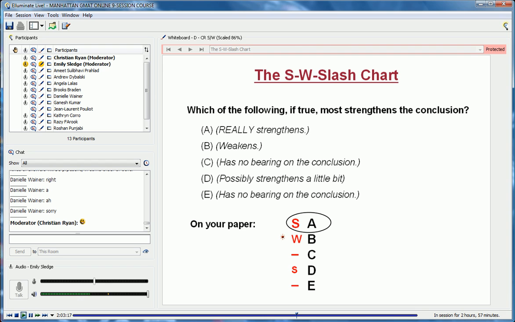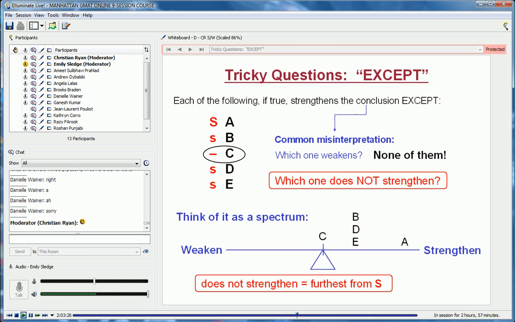Essentially, the toughest part of this question would be a judgment call between A and D. You might go back and read those 2 and decide which one truly does strengthen more. Whereas over here, we had a truly unique choice. C really stood out a little bit better.